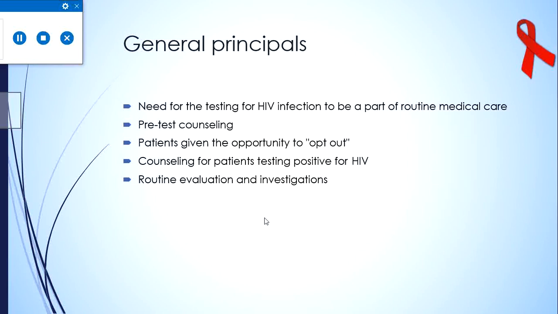Then there should be pre-test counseling. We should tell what it means, what is the impact of being positive for HIV. Then after the patient is given the whole picture of the possibilities, he should be given the opportunity to opt out. And after the patient tests positive for HIV, there should be counseling about the options available and the future prospects. And this should be followed by routine evaluation and investigation.